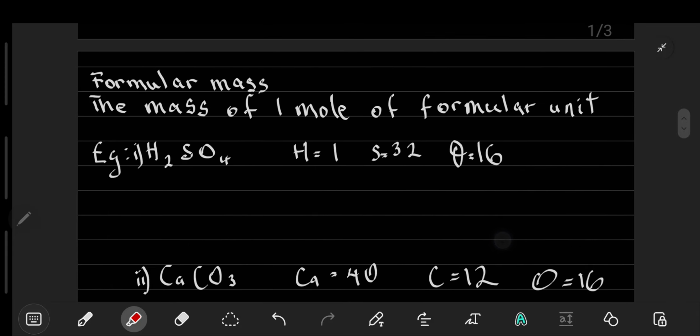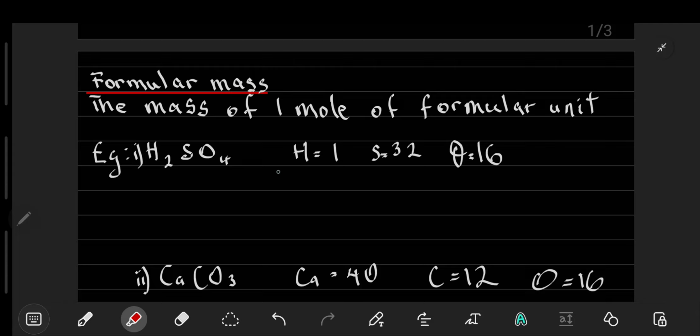When we say formula mass, we are looking at molecules and compounds. Okay, so 1 mole of a particular compound or molecule will have its own mass, which we refer to as formula mass. So formula mass is the mass of 1 mole of the formula unit of a substance. Okay, for instance, we have tetraoxosulfate 6 acid.